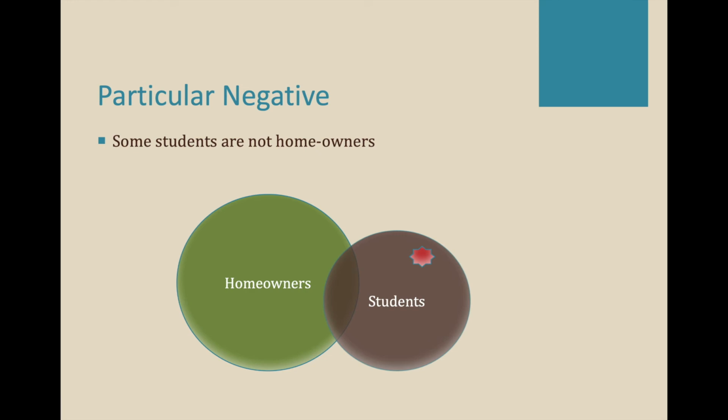So yes, it's possible that there is some overlap, that there might be some students who are in the class or category, but we don't know that from the statement. All we know from the statement is that there are some students who are not homeowners. We don't know how many exactly, but we know there's at least one. And so we would represent that visually this way, and we have then our particular negative.